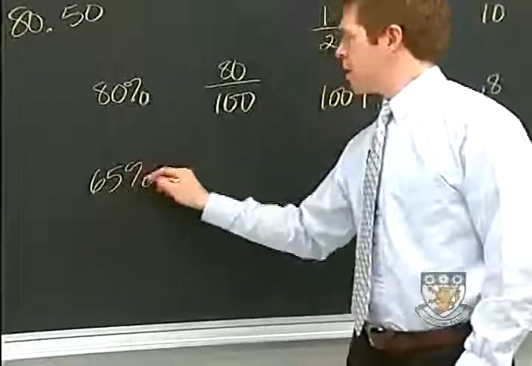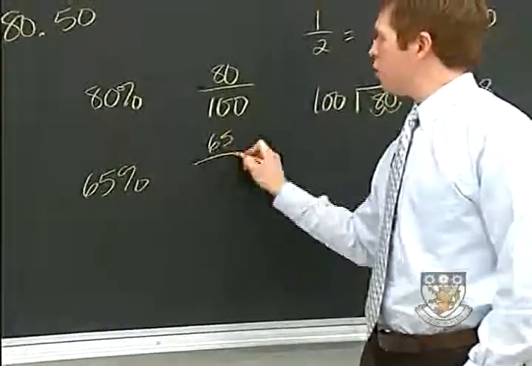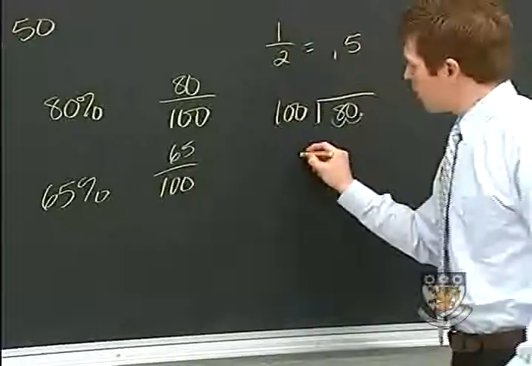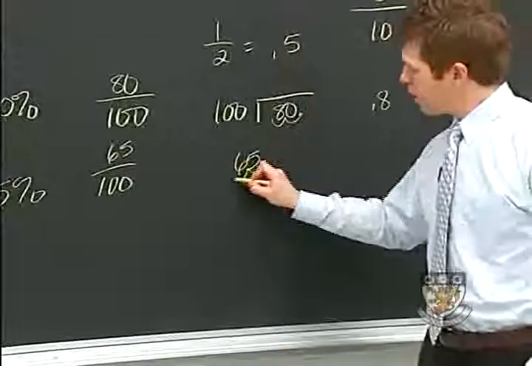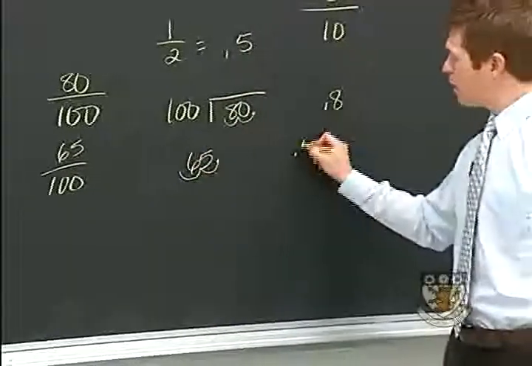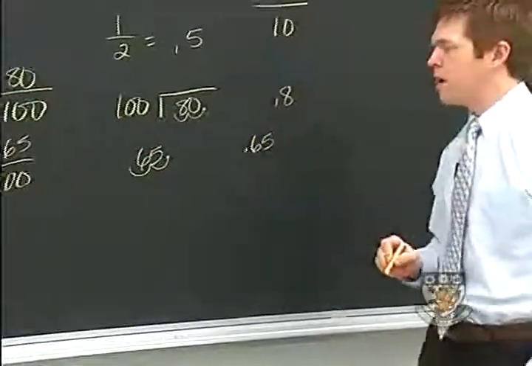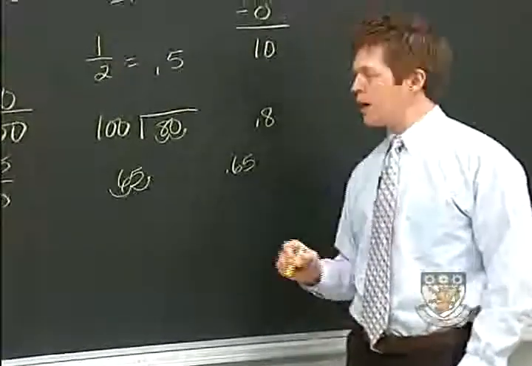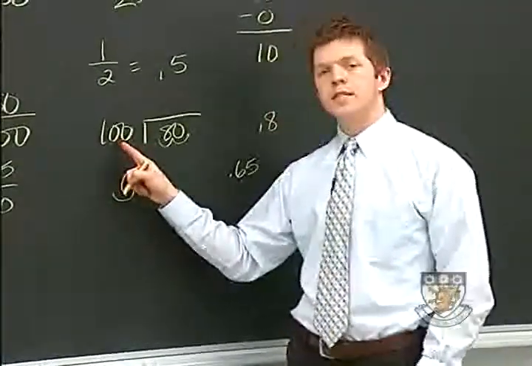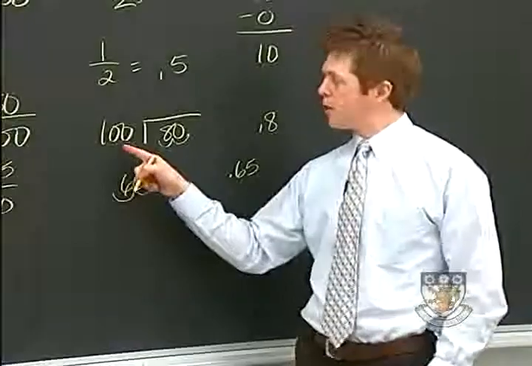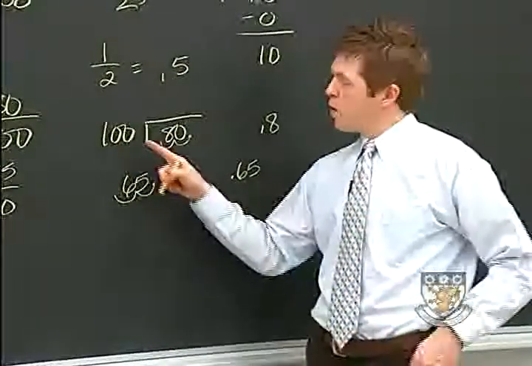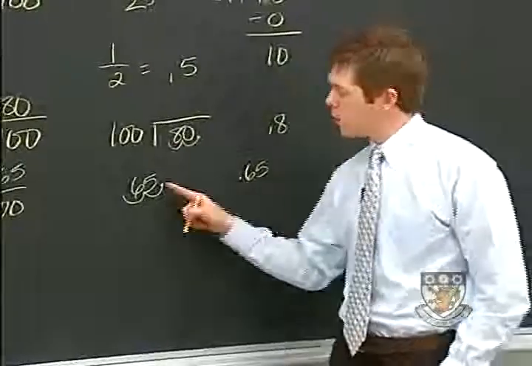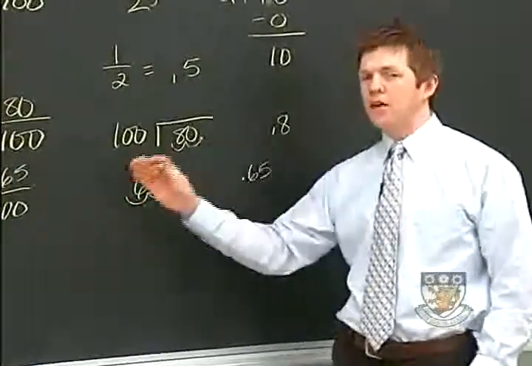65%, which is the same as 65 over 100. Or if I were to take my 65 with my decimal, move it over 1, 2 places, I end up with 0.65. Now that's a rule with dividing by factors of 10, or powers of 10, excuse me. We have 10, 100, 1,000, 10,000. Whenever you're dividing by those type of numbers, all you do is move the decimal to the left.